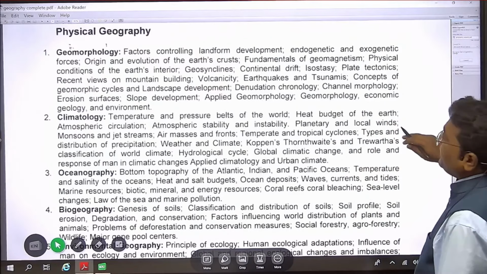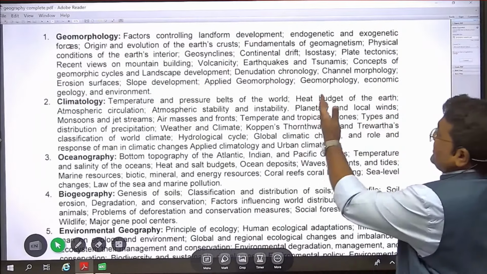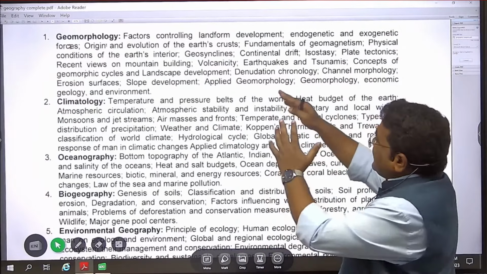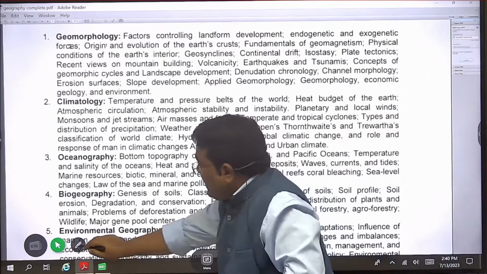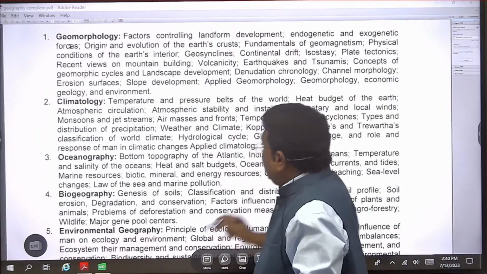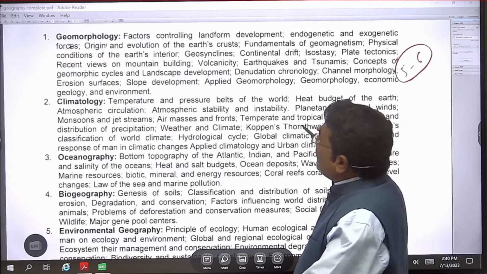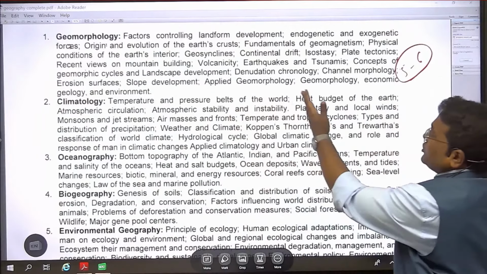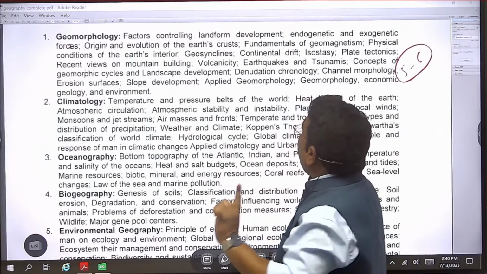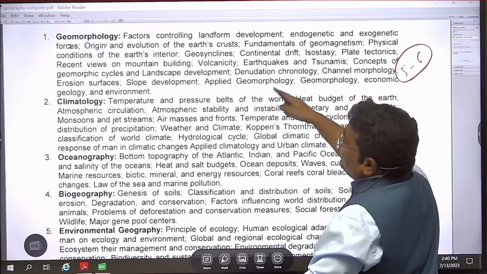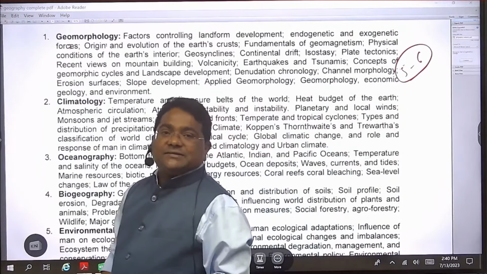So in geomorphology, you can see here, the same topics you are reading in the GS part are present here, but you will be reading at least 5 to 6 theories here, other than that nothing more. See, origin and evolution of the earth's crust you are reading in the GS part as well as in the optional, but here in a comprehensive manner. And geomagnetism and earth interior, volcanism, earthquake, plate tectonics, right?